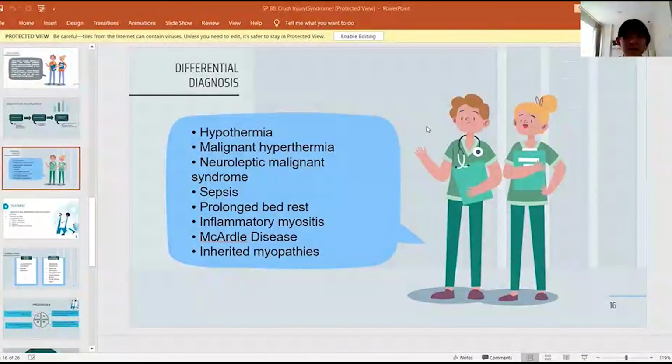And then there's another one, which would be rhabdomyolysis caused by prolonged immobility. And then there's inflammatory myositis. And then there are also various genetic diseases that can be mistaken for crush syndrome resulting from crush injuries, such as McArdle disease and other myopathies that can be mitochondrial, congenital metabolic, or channelopathies, which harbor similar symptoms to crush syndrome caused by crush injuries.